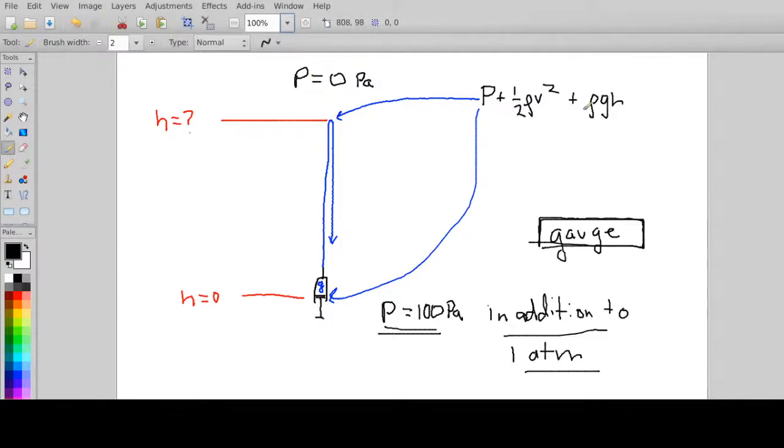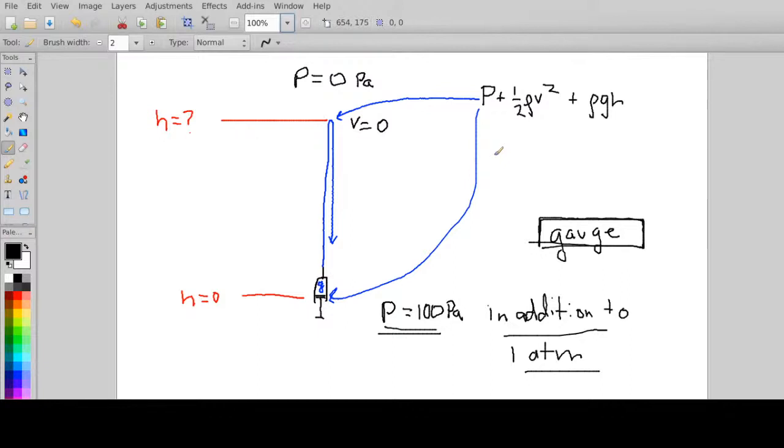So when we apply Bernoulli's down here, we're going to use P equal to 100. When we apply Bernoulli's up here, we're going to use 0. All right, good. Now, what about the rho? What about the V, the velocity there? Well, what's the velocity at the top? The velocity at the top is 0.